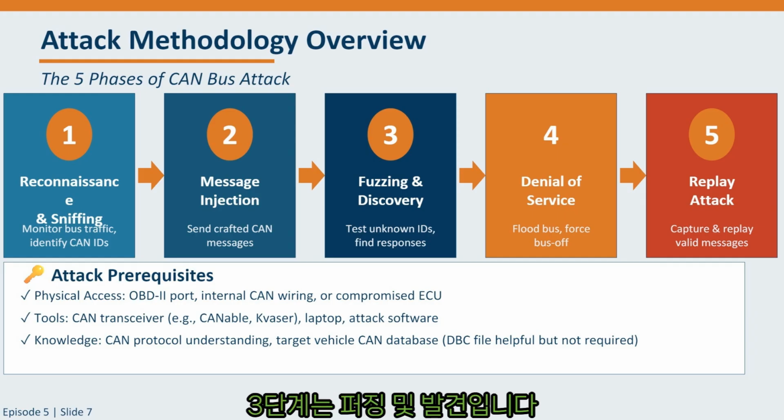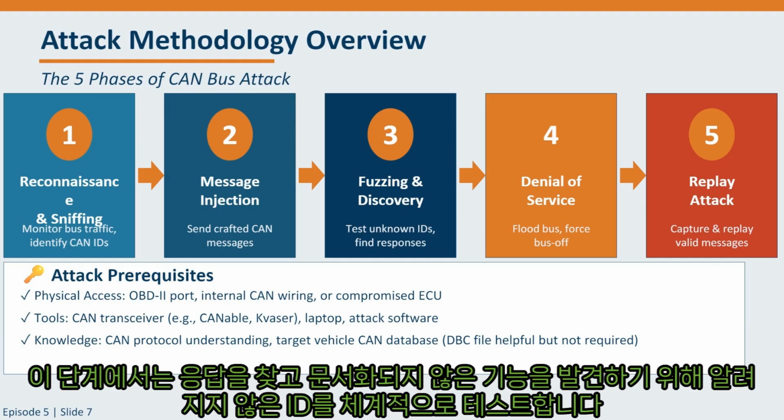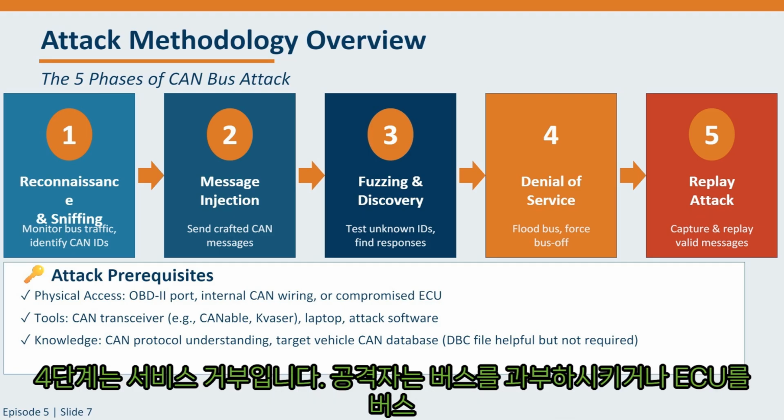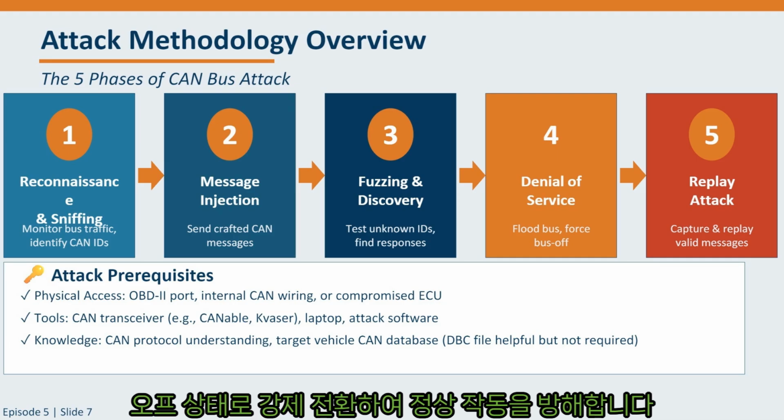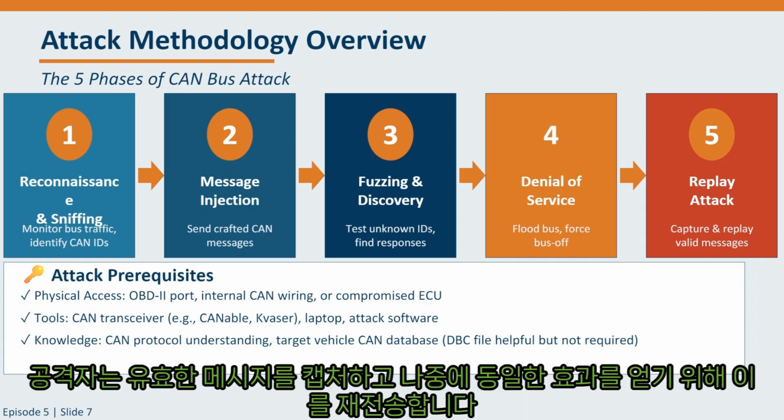Phase 3 is fuzzing and discovery. This involves systematically testing unknown IDs to find responses and discover undocumented functionality. Phase 4 is denial of service. The attacker floods the bus or forces ECUs into bus-off state to disrupt normal operation. Phase 5 is replay attack. The attacker captures valid messages and replays them to achieve the same effect later.